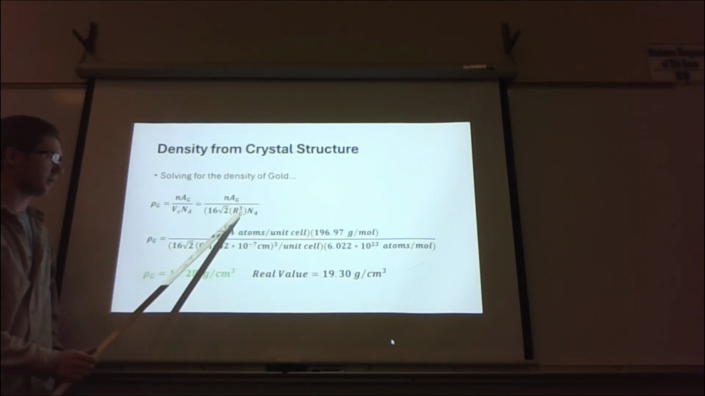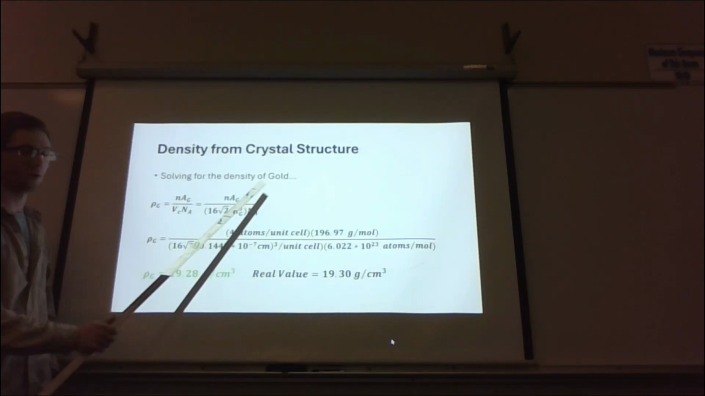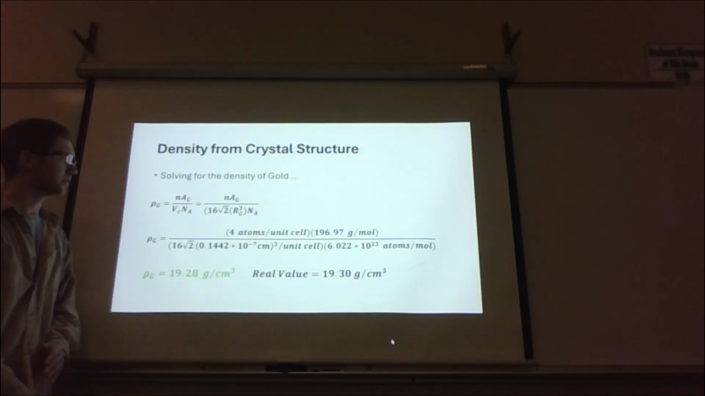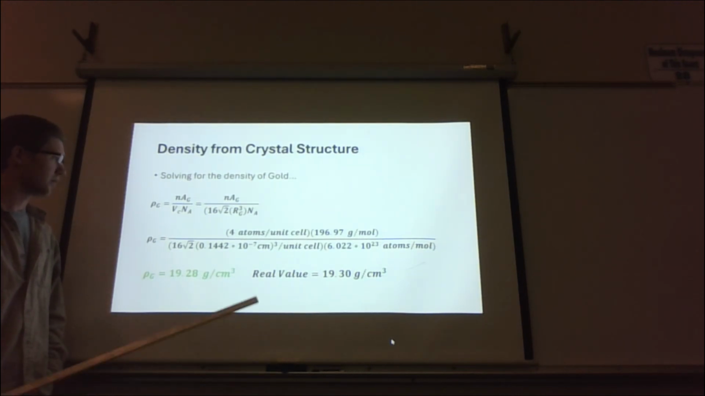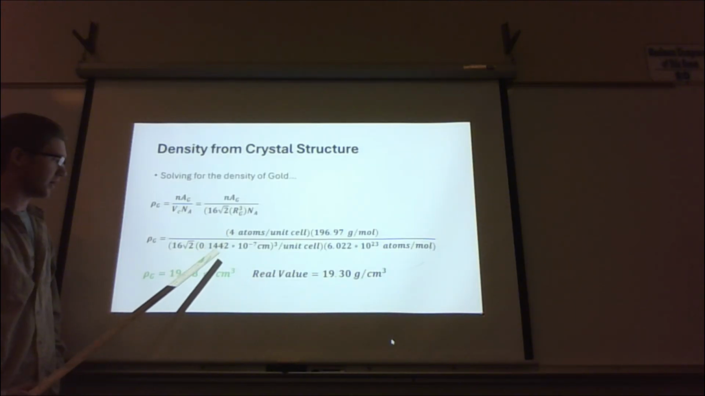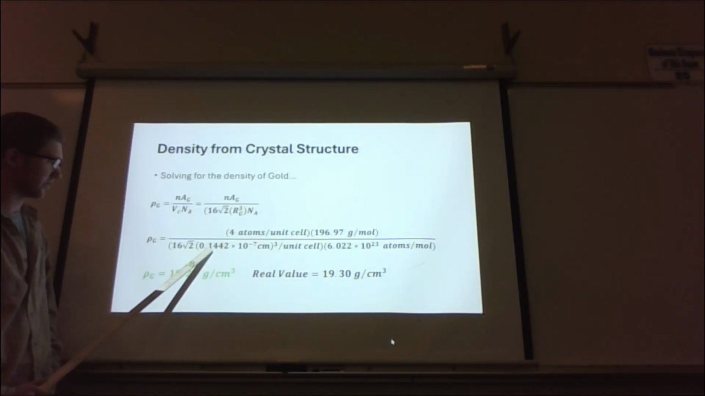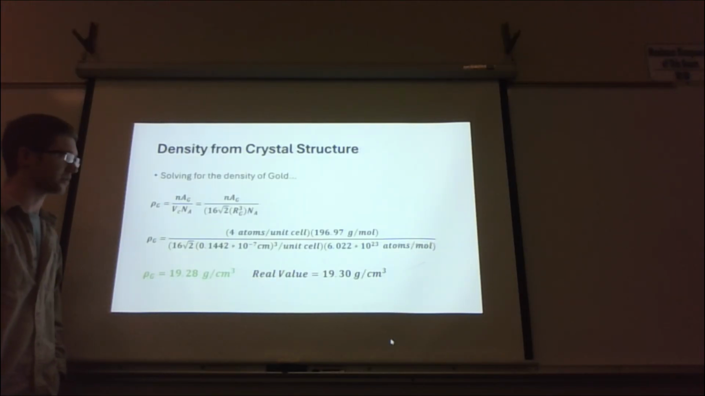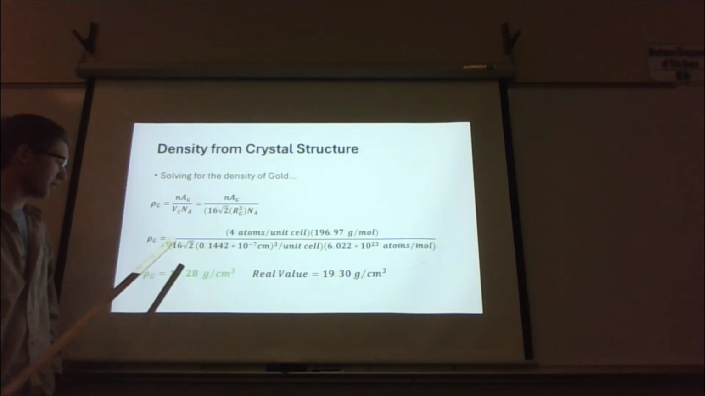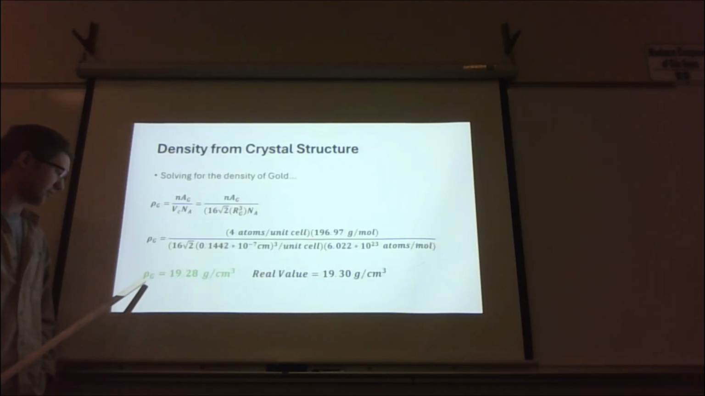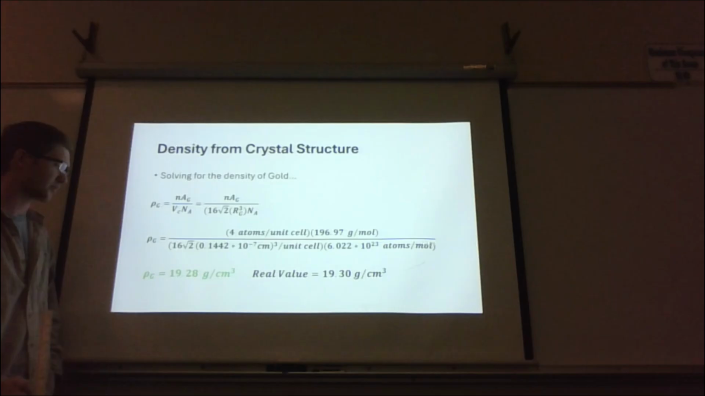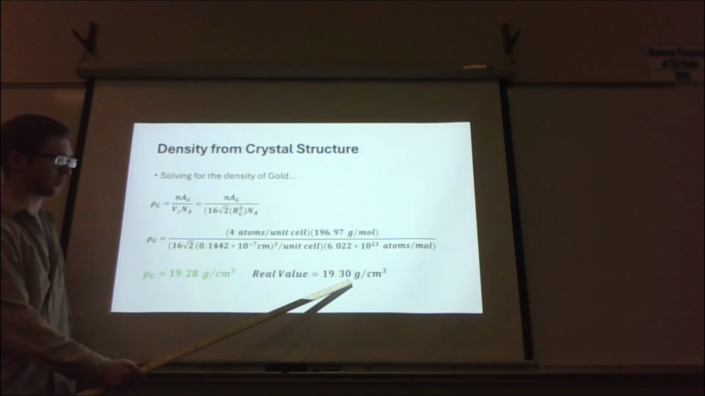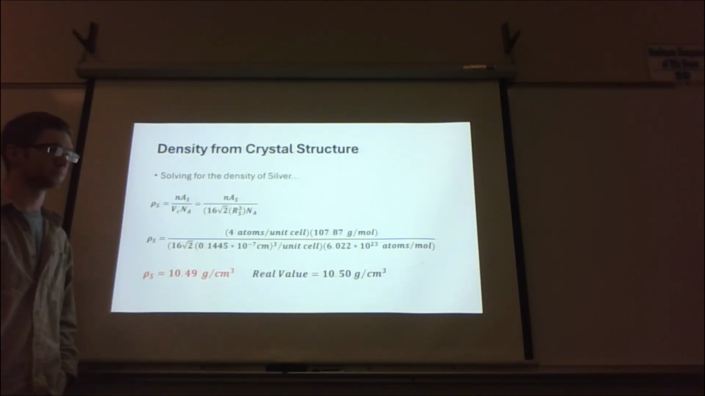For R, in this case, we're going to be solving for gold to start. So this R is going to be the radius of the gold atom. When we put all of our numbers in, and here I've also converted the nanometers to centimeters just to make it a more reasonable number to use, we'll find that our density is 19.28 grams per centimeter cubed, which is very close to the actual value of 19.30 grams per centimeter cubed.